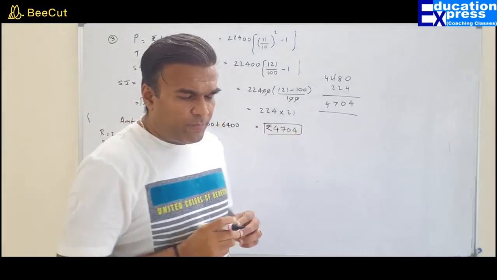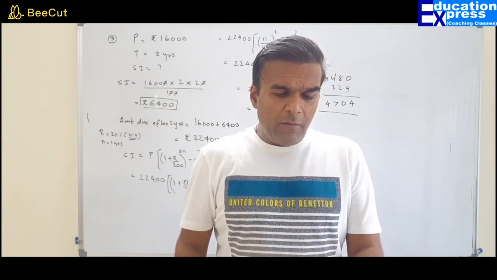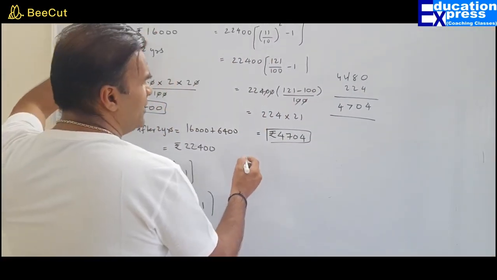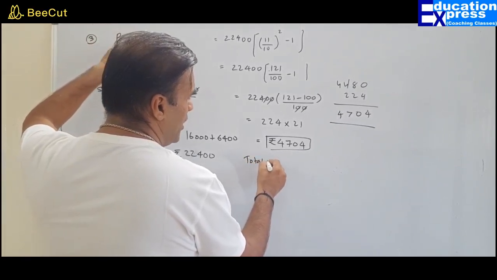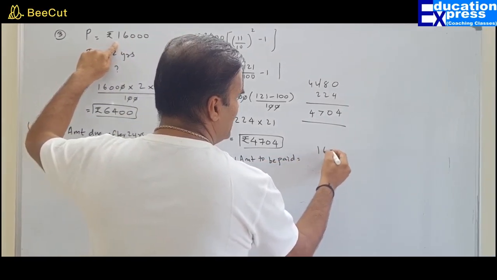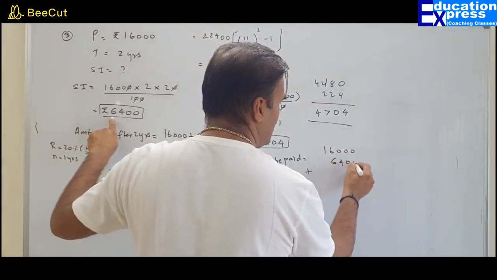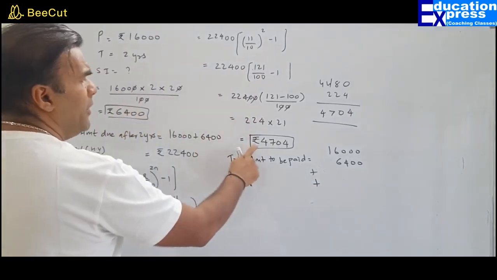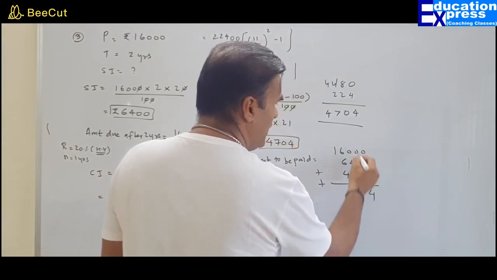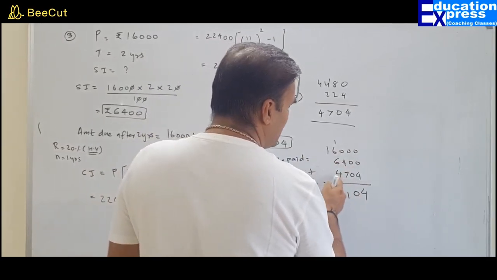What is the question asked? The question asked is, find the compound interest. Found out. Also find the total amount to be paid at the end of 3 years. So you took a loan of 16,000. So total amount to be paid would be, you will pay the 16,000 plus you will pay the simple interest for the first 2 years plus you will pay the compound interest for the third year. 4704. How much it works out to be? It is a very simple question.